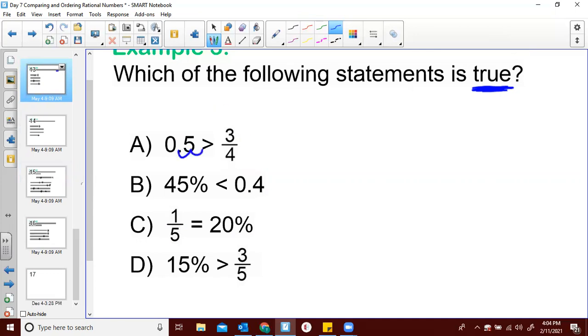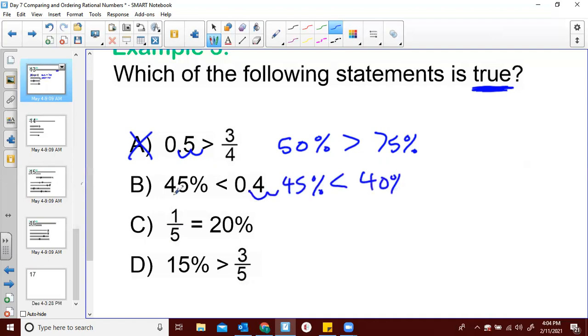So here I can double dip. So what I actually have is 50% is greater than, and 3/4 would be 75%. And we know that's not true. Oh, already in percent, which is nice. And that's less than, give a little double dip here, which would be 40%. And we know that's not going to be true. 1/5, if you put it in the calculator, is 20%, and that's going to equal 20%.